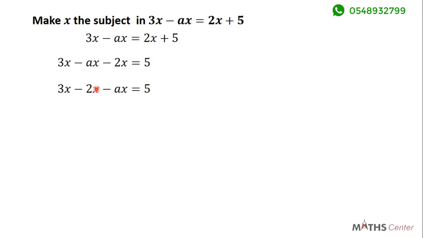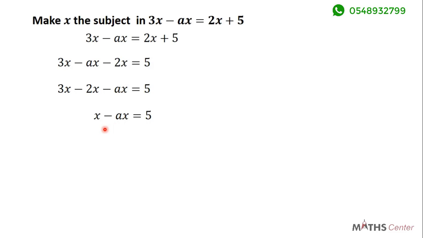Now let's look at something. We can rearrange the side that we have: 3x minus 2x minus ax is equal to 5. What is 3x minus 2x? It is x. So you have x minus ax is equal to 5. So we've simplified 3x minus 2x. In the video on algebra, we explained why 3x minus 2x is x. So x minus ax is equal to 5.